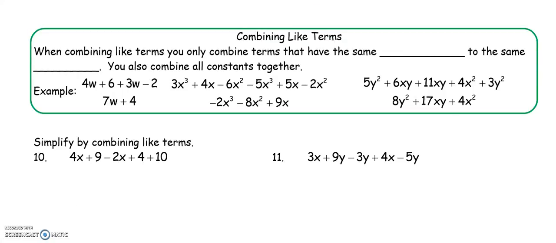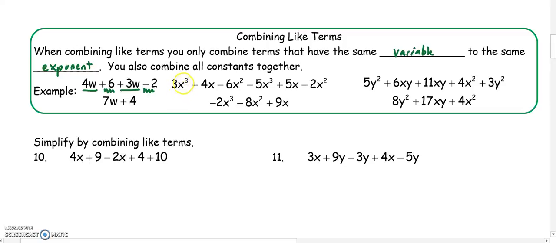Now we're going to move on to combining like terms. When combining like terms, you only combine terms that have the same variable or letter to the same exponent. So for example, if I'm looking at some of these, 4w and 3w are like terms because they both have w's. 6 and -2 are like terms because they're both just constants.